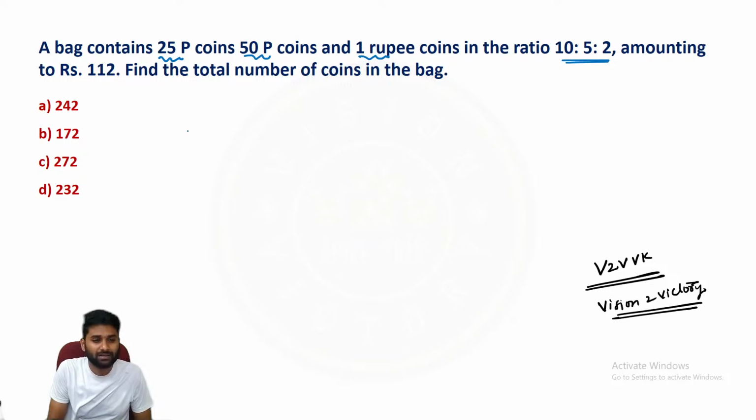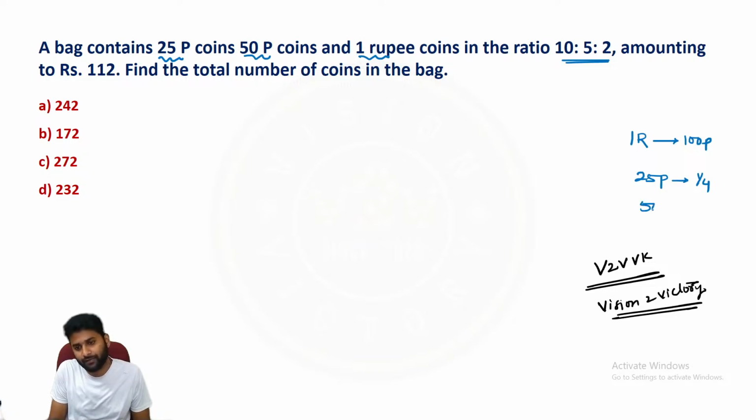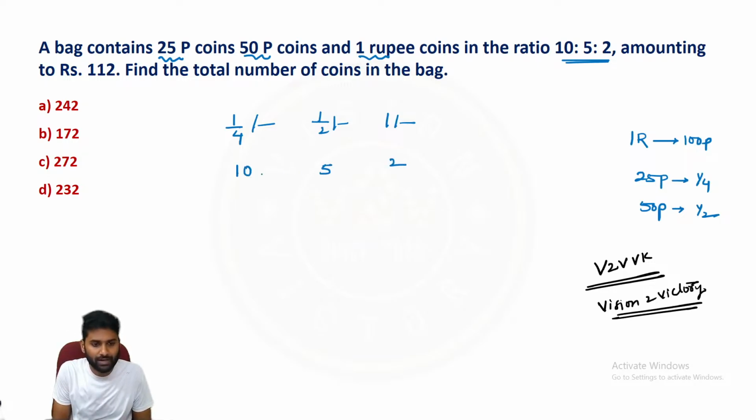Now see, here the value of each coin is needed. Guys, you have to convert the data either in terms of rupee or paisa. You already know that 1 rupee is equal to 100 paisa. Now 25 paisa converted into rupee is 1/4. 50 paisa converted into rupee is 1/2. Now we have 1/4 rupee, half rupee and 1 rupee in the ratio of 10 is to 5 is to 2. So the number of 25 paisa coins is 10x, number of 50 paisa coins is 5x, and number of 1 rupee coins is 2x.